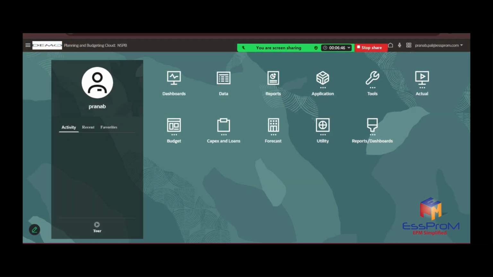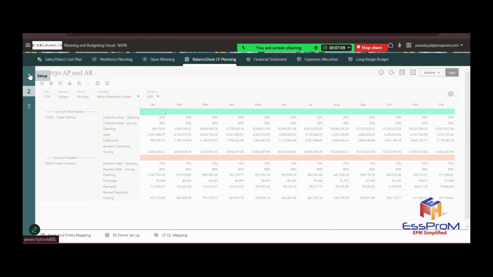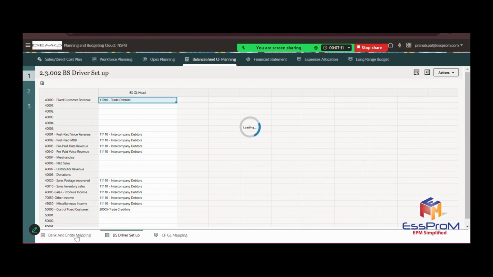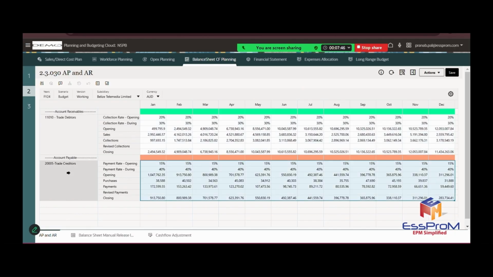This is the NSPB home screen. Click on Budget Card and then Balance Sheet Cash Flow Planning. Cash flow is the last process in the Balance Sheet module. First, let's go to the setup. The clients provide us with accounts that need to be fixed in the account receivables and account payables. For example, in this case, our account receivable is $11,010, trade debtors, and account payable is $20,005, trade creditors.